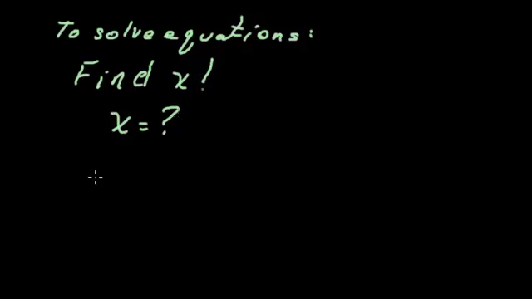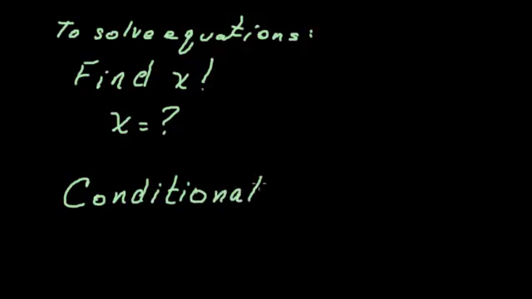Now we're going to discuss today two different types of equations. One of them is called a conditional, and that's just the typical equation that you're used to solving. You'll end up with something like x equals some number, and it might be 5, or x might equal 2, just something of this sort.